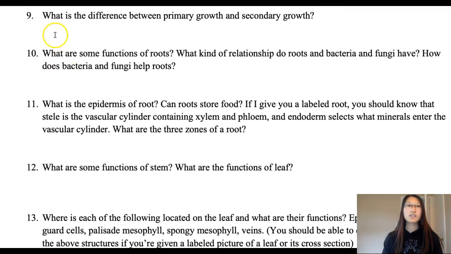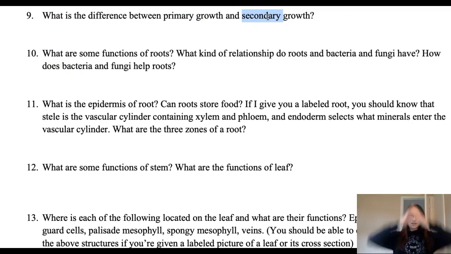The next one is, what is the difference between primary growth and secondary growth? Remember, we did this in class: primary growth, secondary growth. So primary growth is anytime you have the plant growing taller or the root going deeper. That's primary growth. And the secondary growth is the leaves extending on both sides, the branches extending on the sides. Those are called secondary growth.